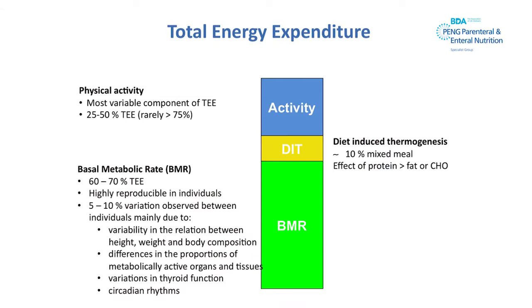The next component of energy expenditure is dietary-induced thermogenesis, which is generally taken to be around about 10% of your total energy expenditure per day. That's assuming that you're eating a mixed meal. If you're eating a high-protein diet, it might be higher than that. But if you're eating a mixed diet, it's likely to be about 10%.